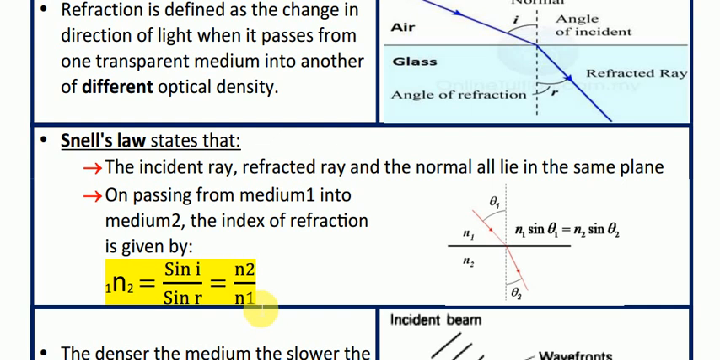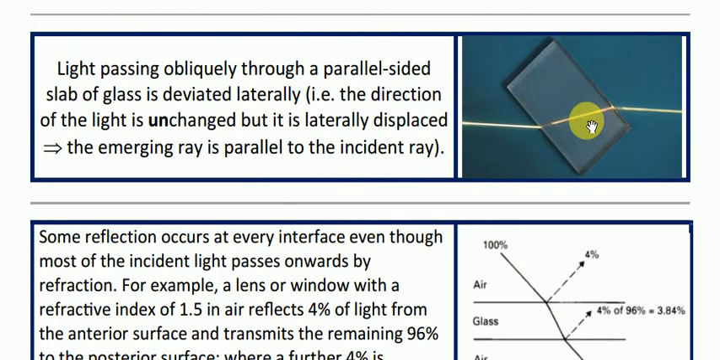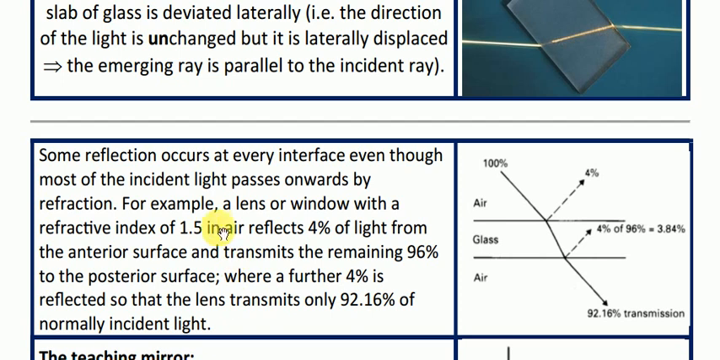Light passing obliquely through a plate of glass is deviated laterally. The emerging ray is parallel to the incident ray. Thus the direction of the light is unchanged, but it is laterally displaced. It should be remembered that some reflection also occurs at every interface, even though in this case most of the incident light passes onward by refraction.